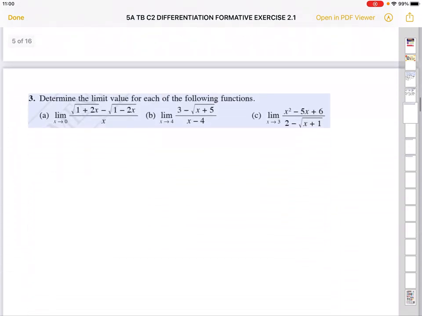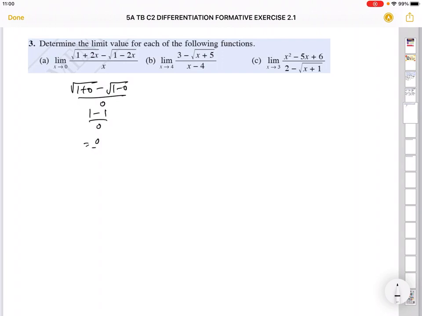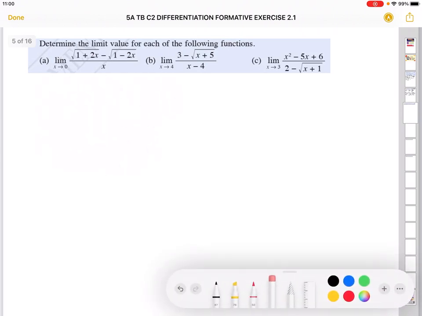Alright, let's look at number 3. This one involves surds, and you've learned this in Form 4, right? Simplification of surds. Now again, you notice if you put 0 inside, I get 1 plus 0, then 1 minus 0, and I get 1 minus 1 over 0, 0 over 0, which is indeterminate form, right? So we cannot do this. We have to simplify first.